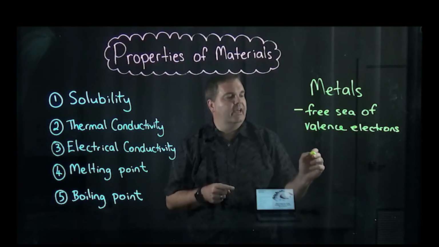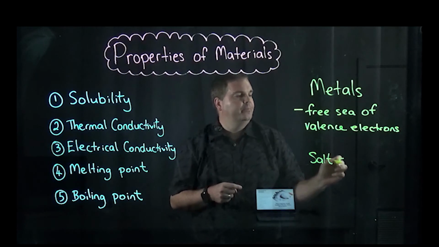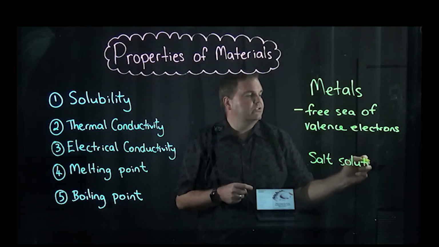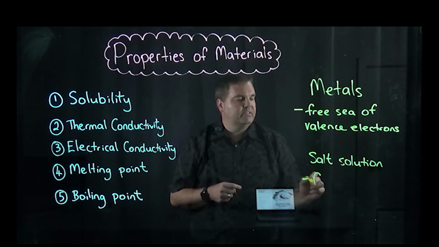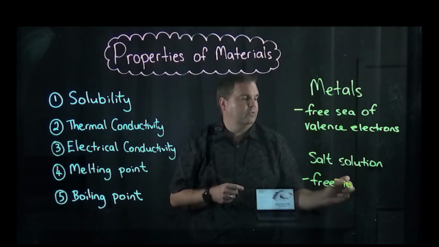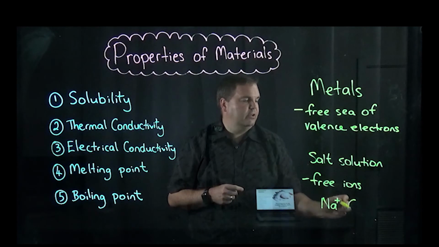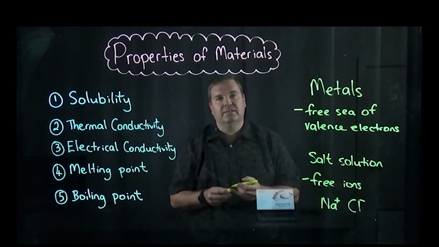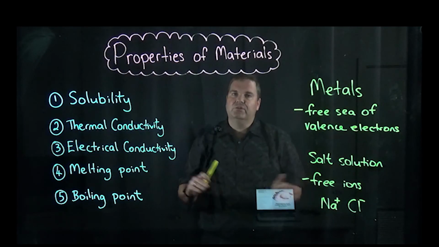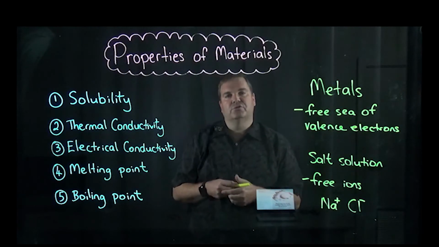Okay? So a salt solution, for example, is a really good conductor of electricity, and the reason for that is because it has free ions. And when you're looking at a salt solution, you might have, say, sodium ions in there, and you have chloride ions in there. Those ions are able to conduct the electricity from one part of the solution to another.